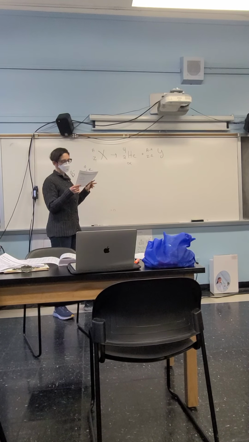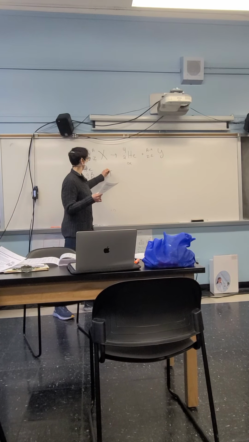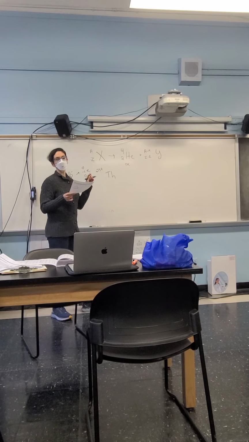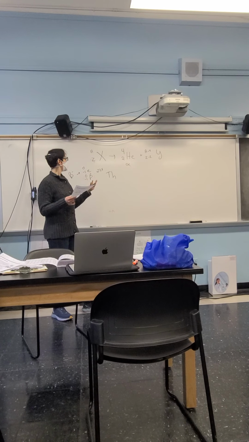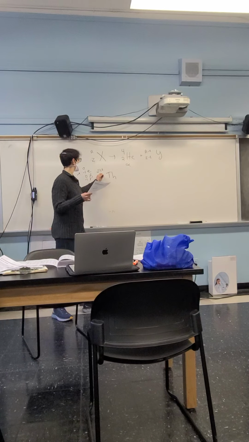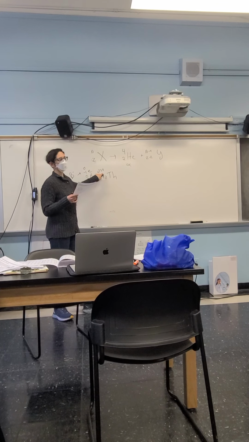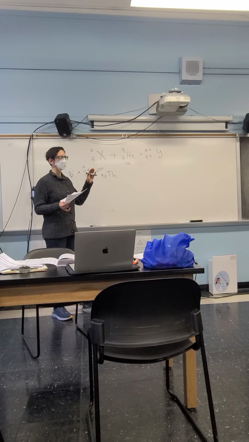So let's do a real example for this one. Let's start with thorium 234, which again, if you look up on your reference table, undergoes beta decay. Thorium starts with 90 protons and 234 nucleons, which is the sum total of protons and neutrons.